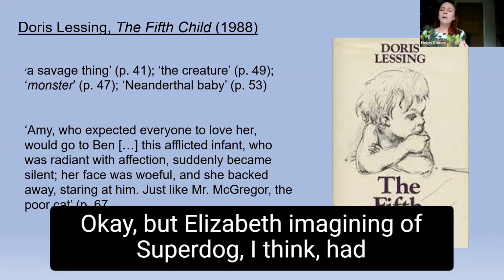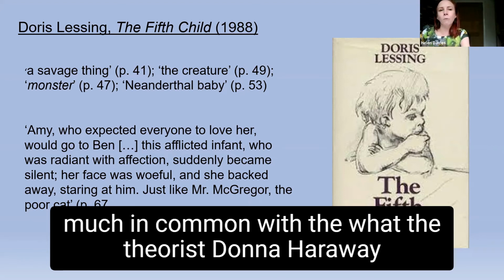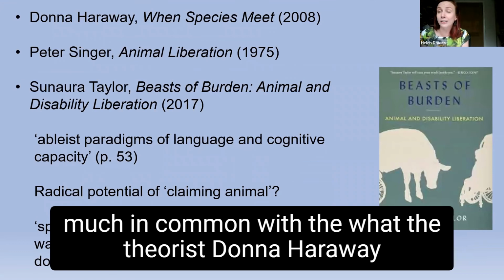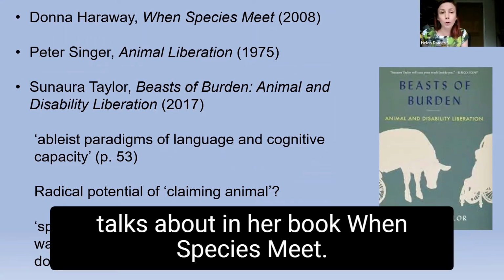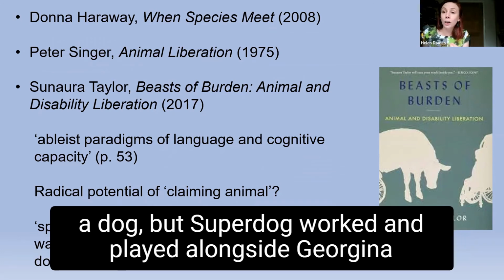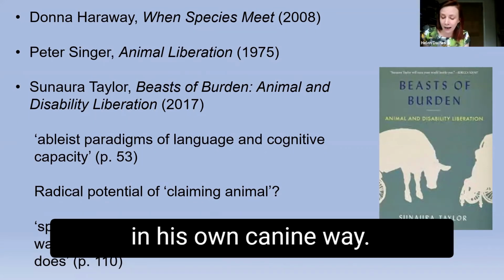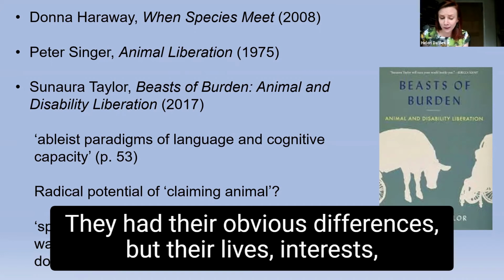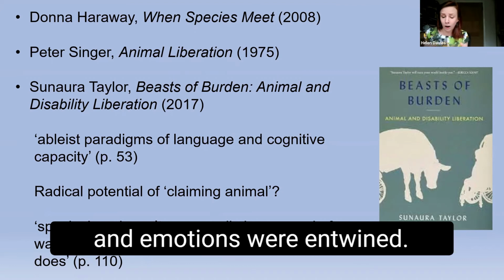But Elizabeth's imagining of Superdog, I think, had much in common with what the theorist Donna Haraway talks about in her book When Species Meet. Okay, so Elizabeth's fictional creation was most definitely a dog, but Superdog worked and played alongside Georgina in his own canine way. They had their obvious differences, but their lives, interests and emotions were entwined.